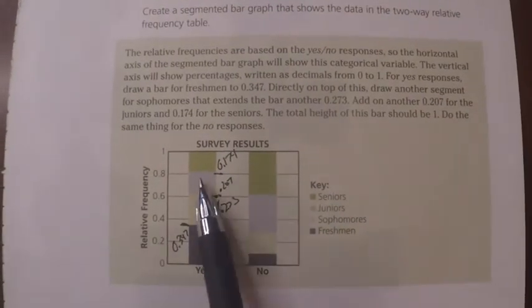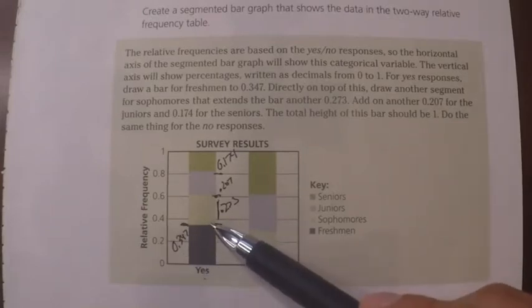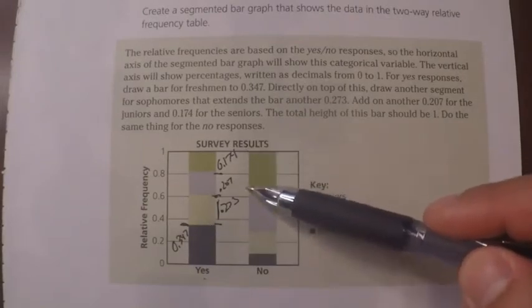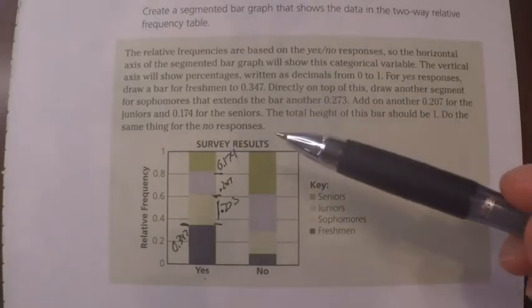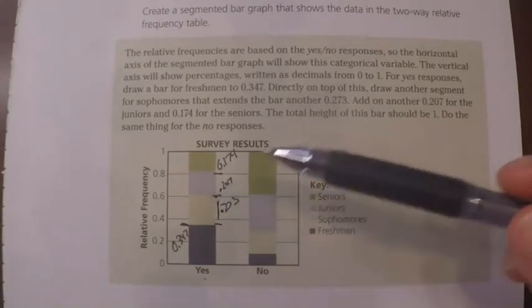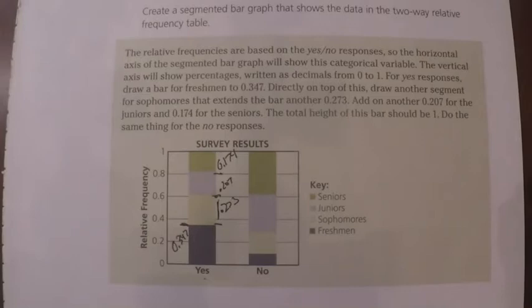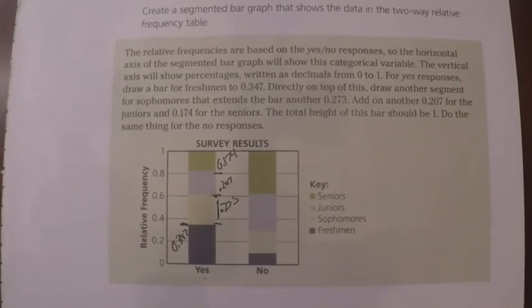So if we take a look, we can see that more freshmen said yes than no, and it was a pretty good chunk of the freshman class, while tons of seniors said no relative to yes. And we could see that the sophomores and juniors were pretty even in terms of whether they said yes or no. So that's something that you can see using a relative frequency table in this way, if you look at the bar charts.